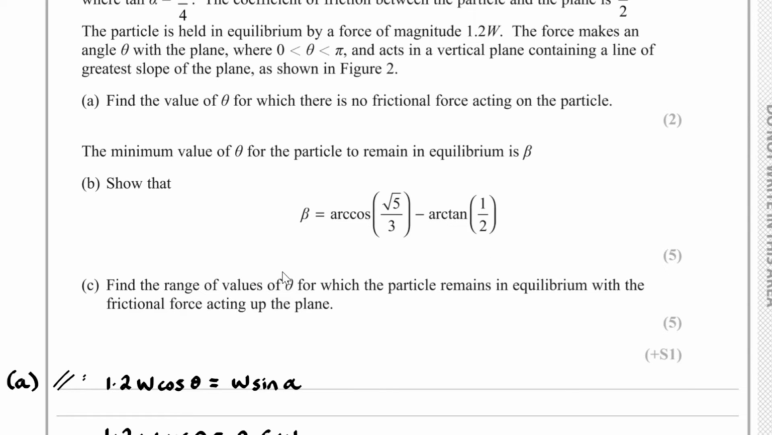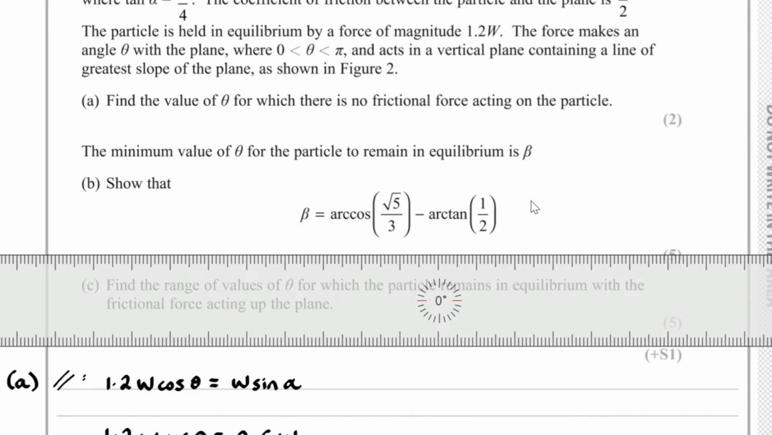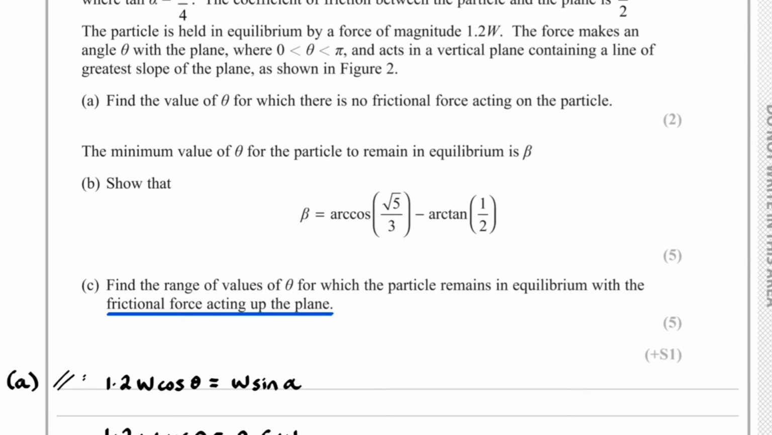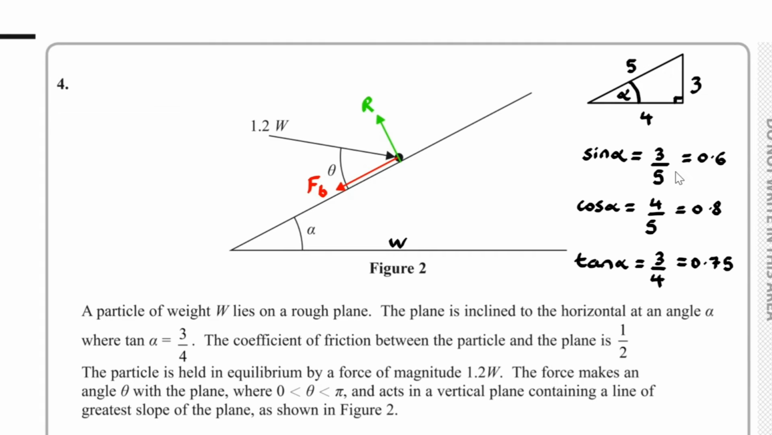For part C of the question, we have to find the range of values for theta for which the particle remains in equilibrium with the frictional force acting up the plane. So here, we've got the frictional force acting up the plane. So this time, friction is acting up the plane. We'll call this force Fc.